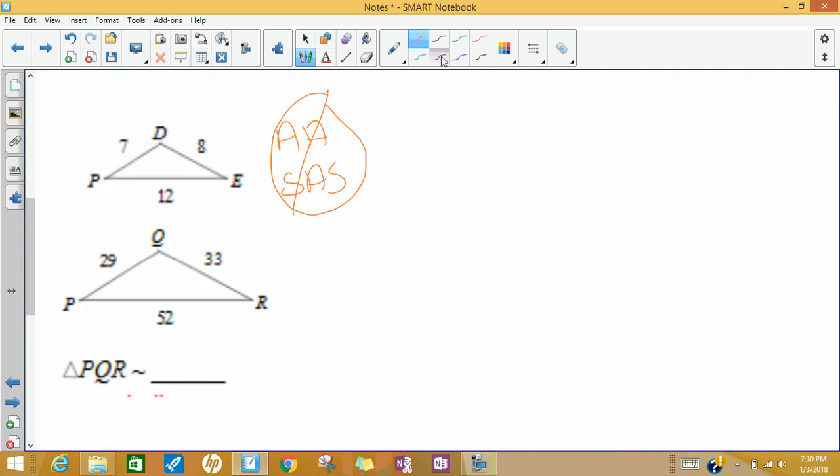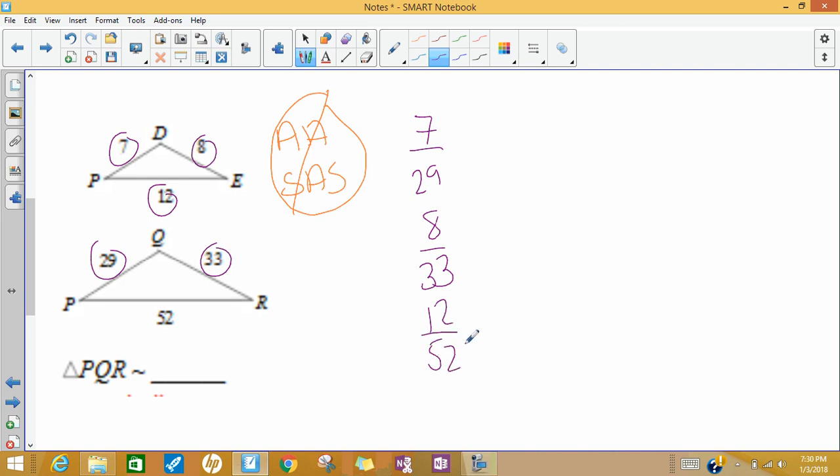So let's check that. My smallest side is 7 over my small side 29. Middle side's 8 over my middle side 33. Large side is 12 over 52. So the quickest way to check if these are similar would be to just put them in the calculator, see what decimal they come out to be. If they're exactly the same, then these are the same fraction.